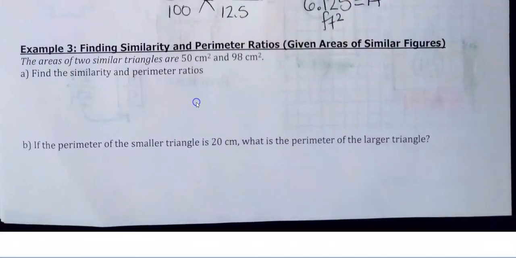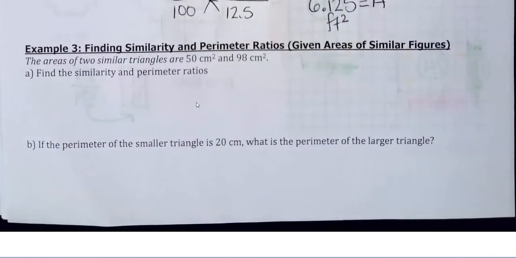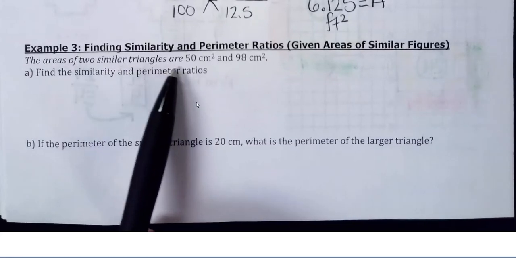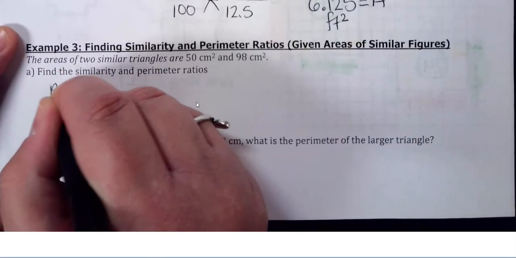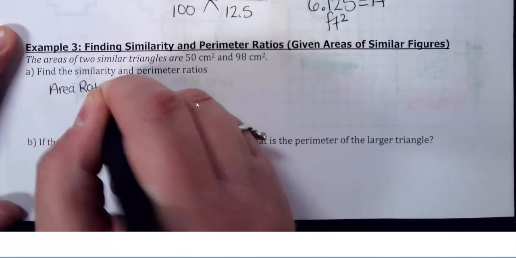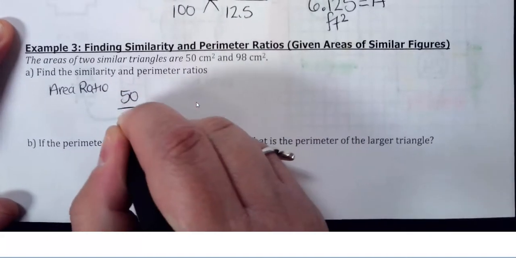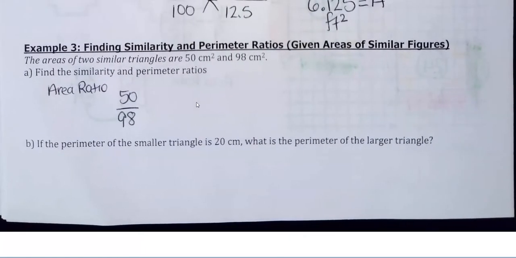All right, now this always throws people. So if I start out and I give you the area of two things, how can I work backwards from that to do my similarity and perimeter is what this is going to kind of ask you. It says the area of two similar triangles are 50 and 98. So I can immediately, if I have the two areas, find my area ratio. I'm just going to put those together in a fraction, the smaller one on the top, larger one on the bottom.